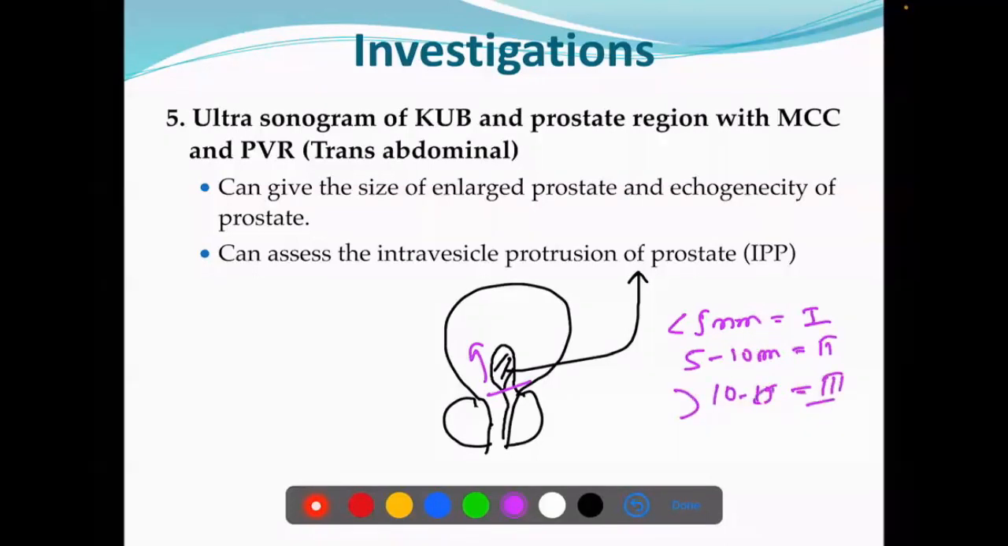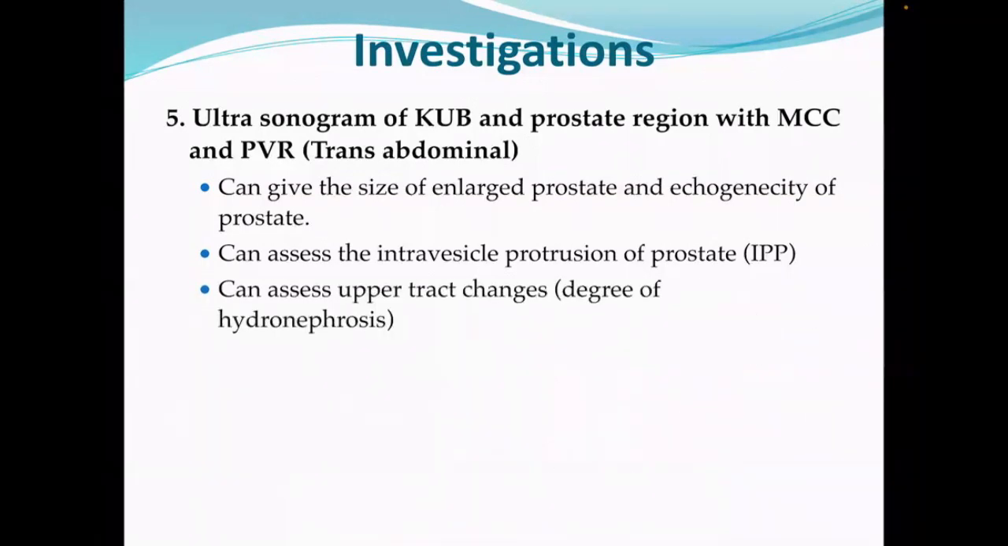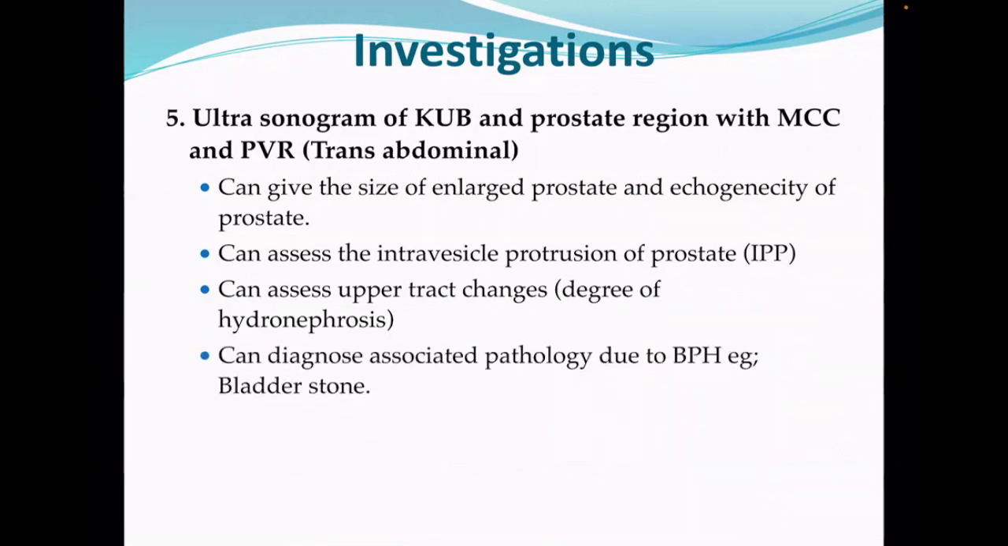Okay, so what's the importance of this? If the protrusion of prostate is more than 10 to 15 mm, then it is going to obstruct the bladder neck and can cause bladder outlet obstruction. So we can also check the hydronephrosis, damage of upper tract or kidney. We can also see the complication associated with BPH like stone.